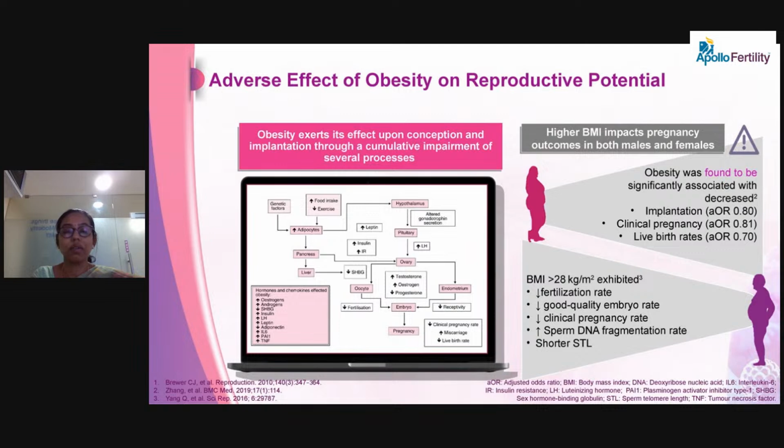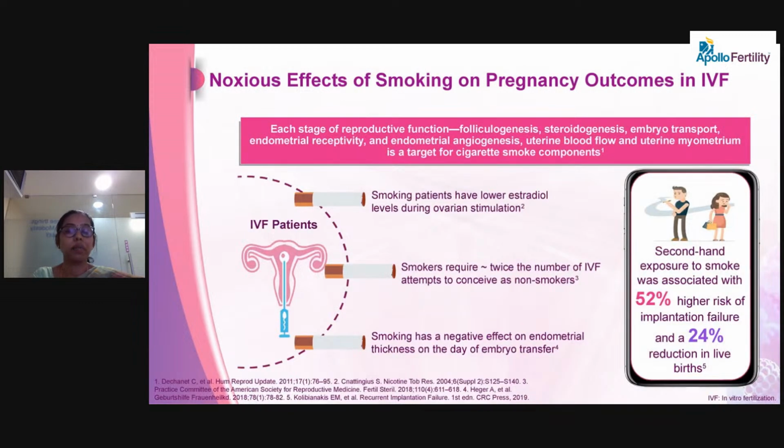Next, the effect of obesity on reproductive potential. Excess body mass index exerts its effect upon conception and implantation through a cumulative impairment of several processes. In the same way, in both female and male, it has an effect. There is a decrease in the fertilization rate, a decrease in the quality of embryos, the clinical pregnancy rate comes down, and there is high DNA fragmentation in the sperms. So obesity has an overall effect on implantation, on clinical pregnancy, as well as on the live birth rate.